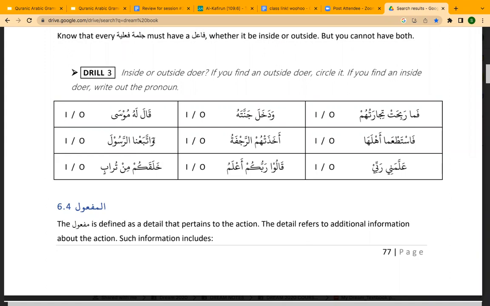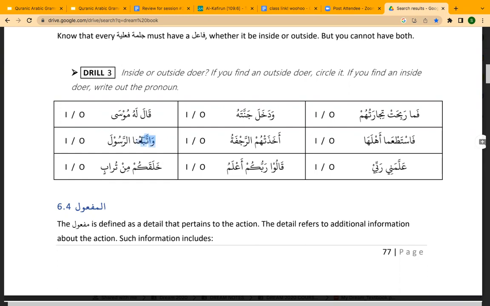Okay. Wattaba'na ar-rasul. وَاتَّبَعْنَا الرَّسُولِ. What do you think about this word? It's a fail. What do you think about the doer of this fail? No outside doer. Very well done. Yes, we are not going to look for an outside doer. That I agree. But who is the doer here? Na is the doer. Very well done, Humaira. So Na is the doer here, right?